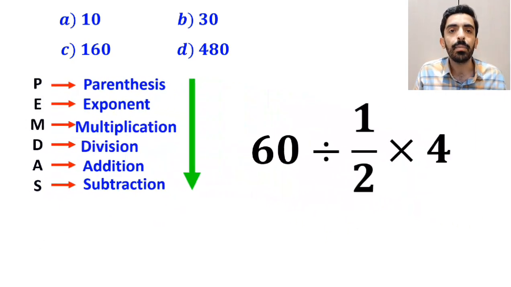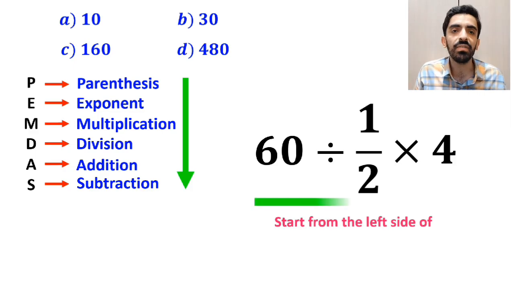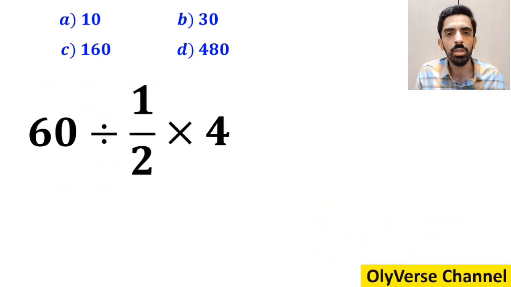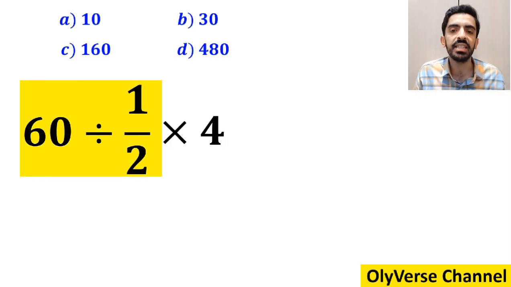In this case, the best thing to do is to start from the left side of the expression and move step by step toward the right. So, first we start with the expression 60 divided by 1/2.